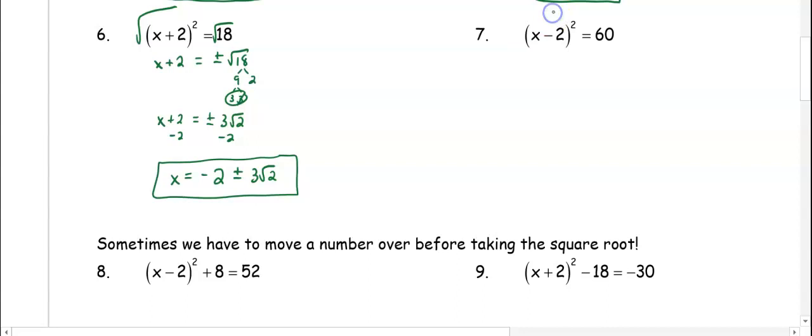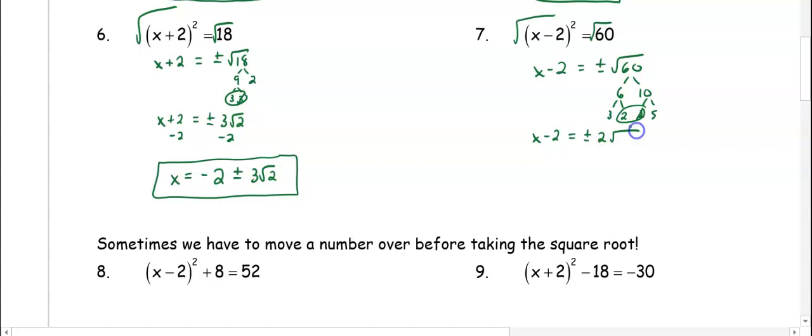In number 7, when we take the square root of both sides, we get x minus 2 equals plus or minus the square root of 60. We don't know the square root of 60, so we're going to break that down into 6 and 10. 6 breaks to 3 and 2. 10 breaks to 2 and 5. So we have x minus 2 equals plus or minus. We have a pair of 2's, and we have a 3 and 5 left over, which gets us root 15.